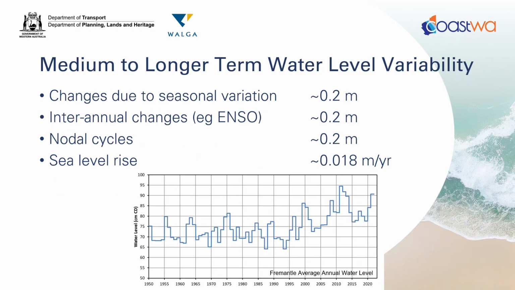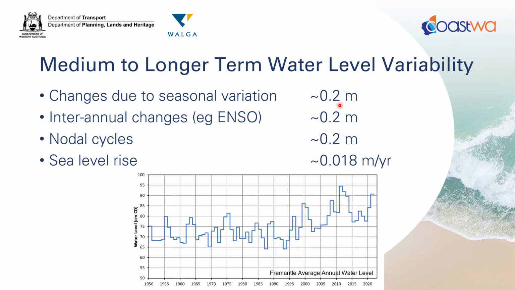We follow that through then to the medium and longer term water level variability, and what we've done here is just outline some of these changes that we see. So we have seasonal variations in water level that are up to 0.2 of a metre generally along the southern and western portions of the site. Largely this is due to variations as a result of, say, the Leeuwin current down the coastline. When the Leeuwin current is stronger during the summer months, you would generally have a higher water level off the coastline, and during winter, when the Leeuwin current is not as strong, there will be a decrease in the water level that you would see at the coastline.